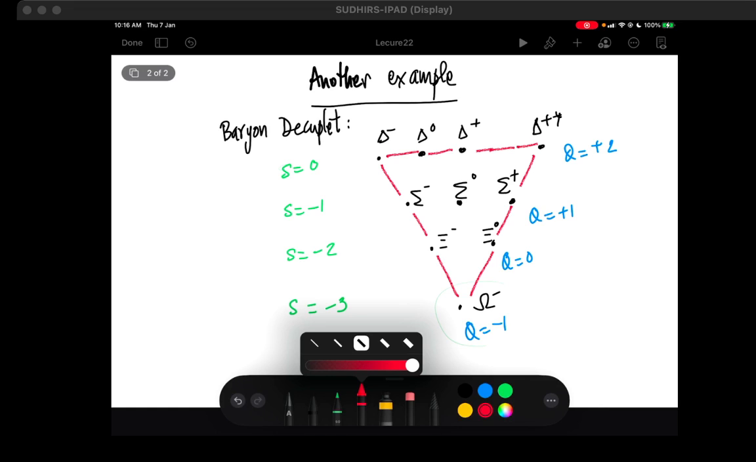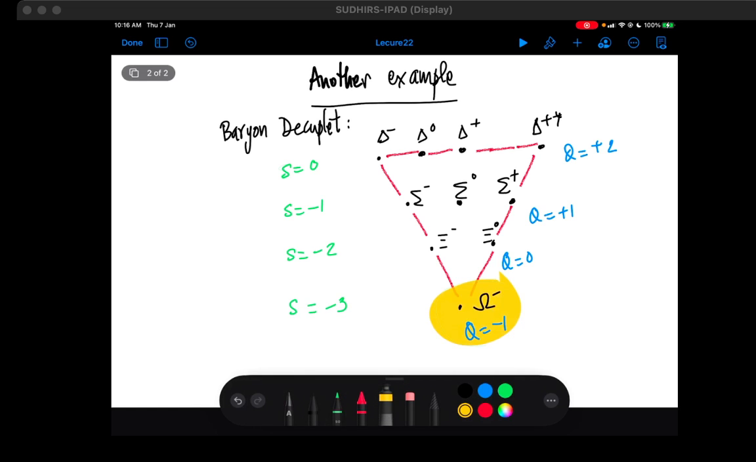So this particle was not yet discovered when Gell-Mann made this baryon decouplet organization essentially.